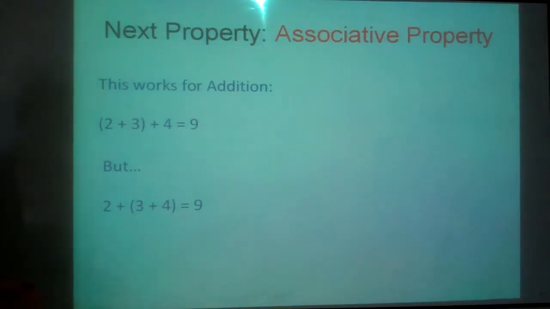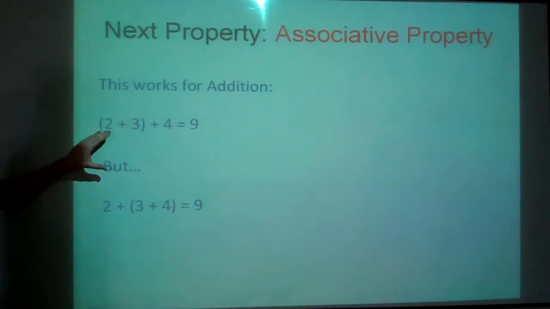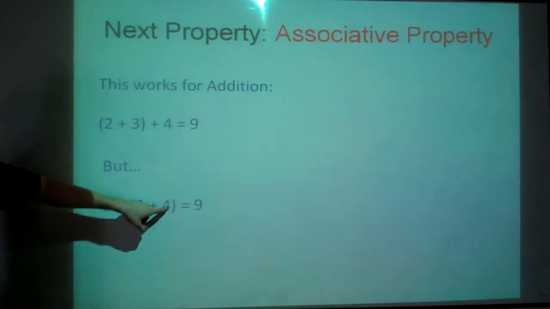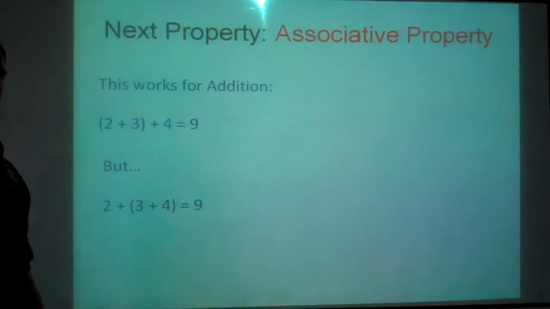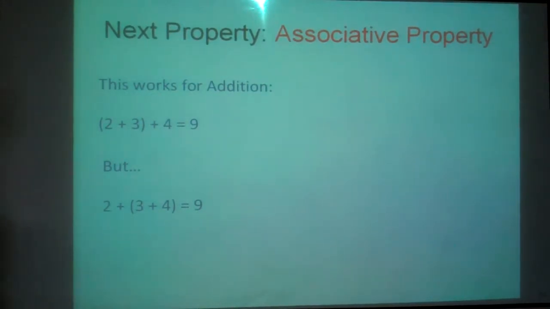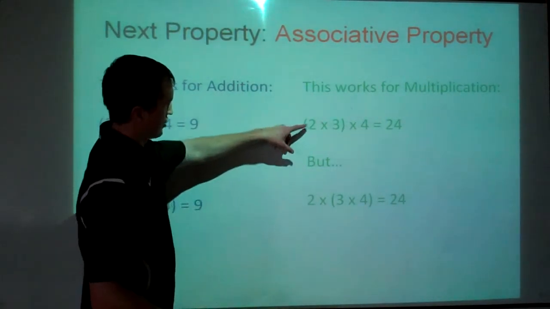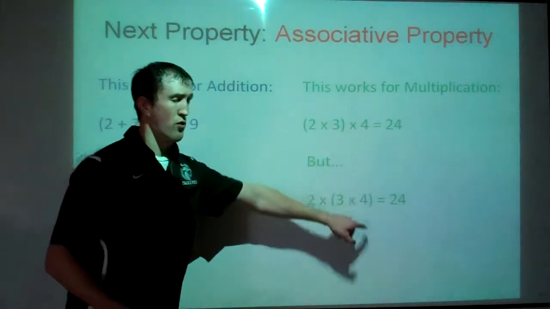So notice here how the order of the numbers doesn't change, just the parentheses do. So 2 and 2, 3 and 3, 4 and 4. The order of the numbers did not change, just where the parentheses are. That's what changed. That's the associative property. This also works for multiplication. 2 times 3 is 6, times 4 is 24. If we slide those parentheses over, 3 times 4 is 12, 12 times 2 is 24. So we still get the same answer, and the order of our numbers once again did not change. 2, 2, 3, 3, 4, 4.